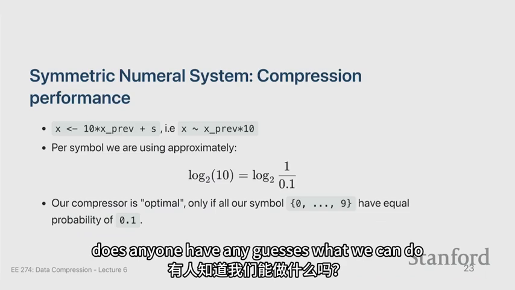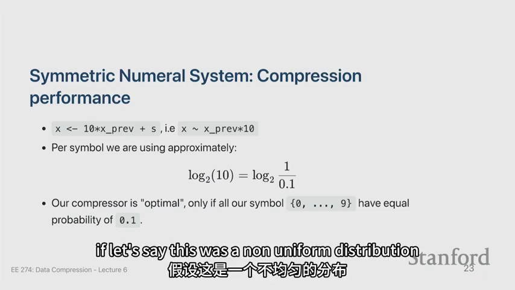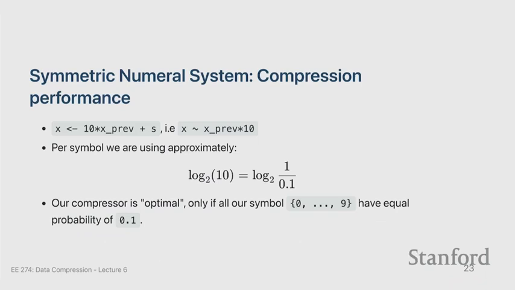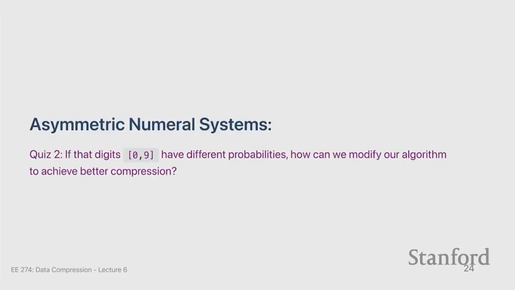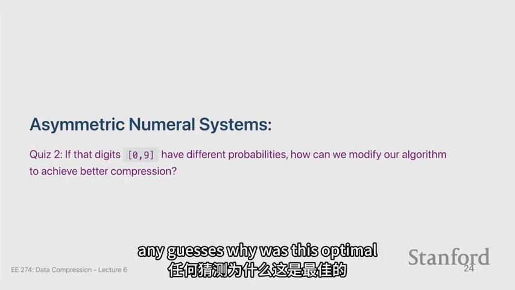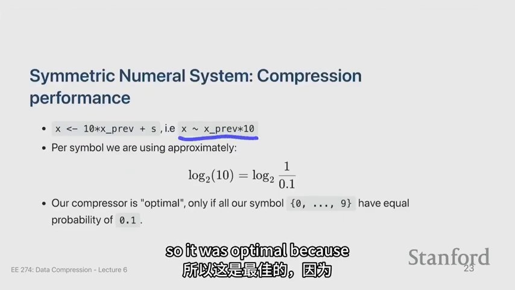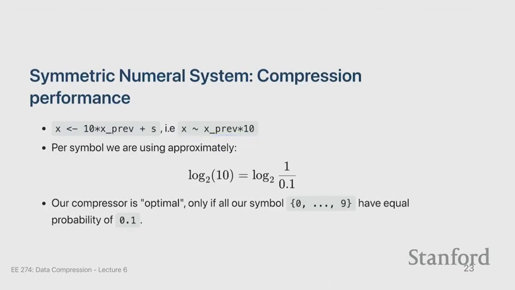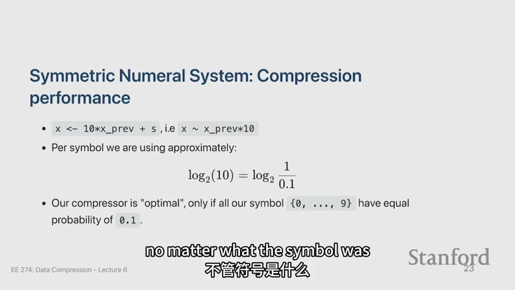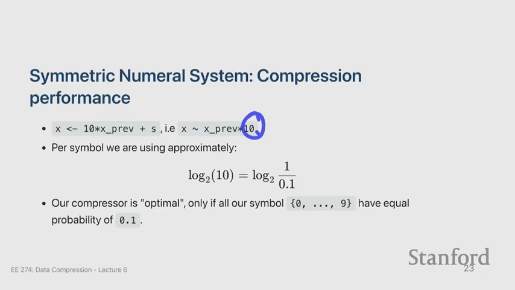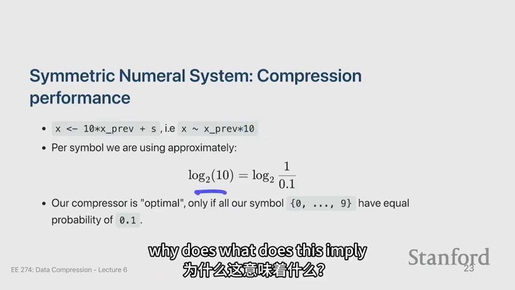Does anyone have any guesses what we can do if, let's say, this was a non-uniform distribution? Yeah, any guesses? Why was this optimal? Let's just see this again, right? It was optimal because my state was being multiplied by 10 at each step for each symbol, no matter what the symbol was. Like why 10? What does this imply?